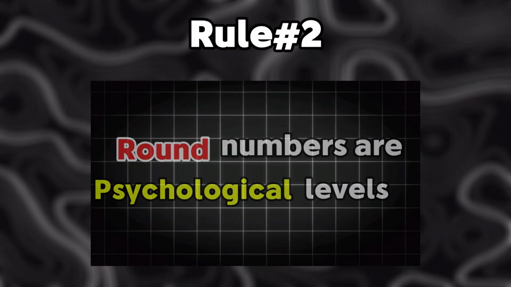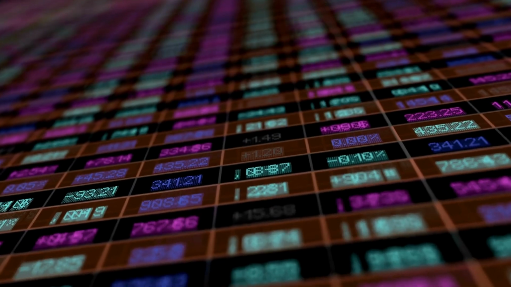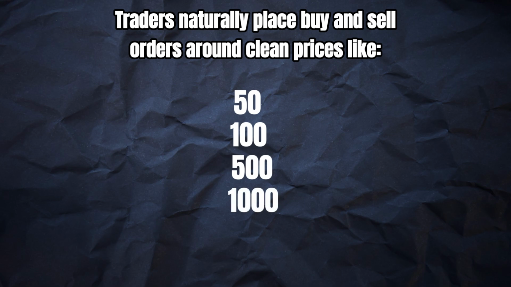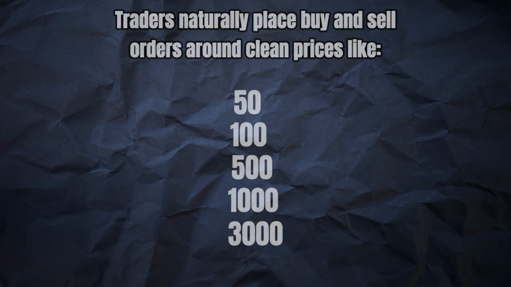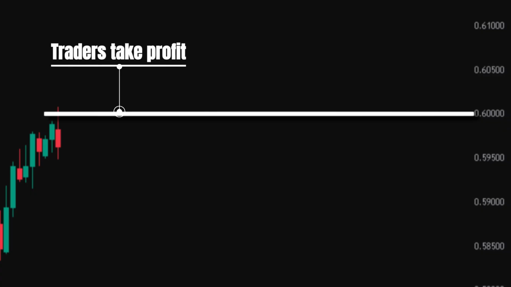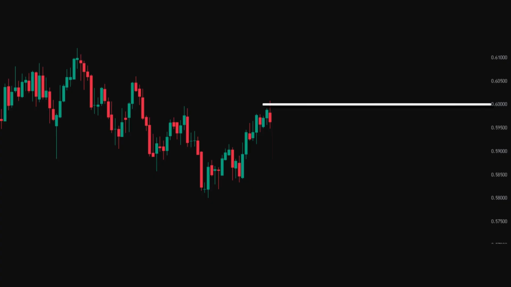Rule number 2. Round numbers are psychological levels. The market is driven by people, and people think in round numbers. Traders naturally place buy and sell orders around clean prices like 50, 100, 500, 1000, or 3000. These prices stand out visually and mentally, which is why the market often reacts so strongly around them. When price approaches a round number, several things happen. Traders take profits, new buyers hesitate, and sellers become more aggressive. This creates hesitation and reaction, which is exactly what we want as traders.